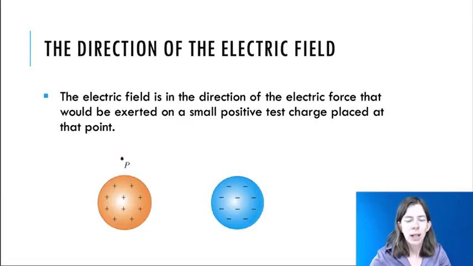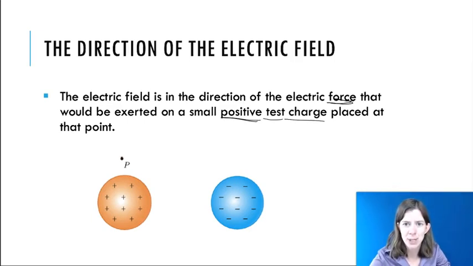So electric field has a direction, and the direction is in the direction of the force that would be exerted on a small positive test charge placed at that point. So that's a lot to take in, but let's analyze what this is saying. Let's say that we have a positive charge here. Let's completely ignore this negative charge.